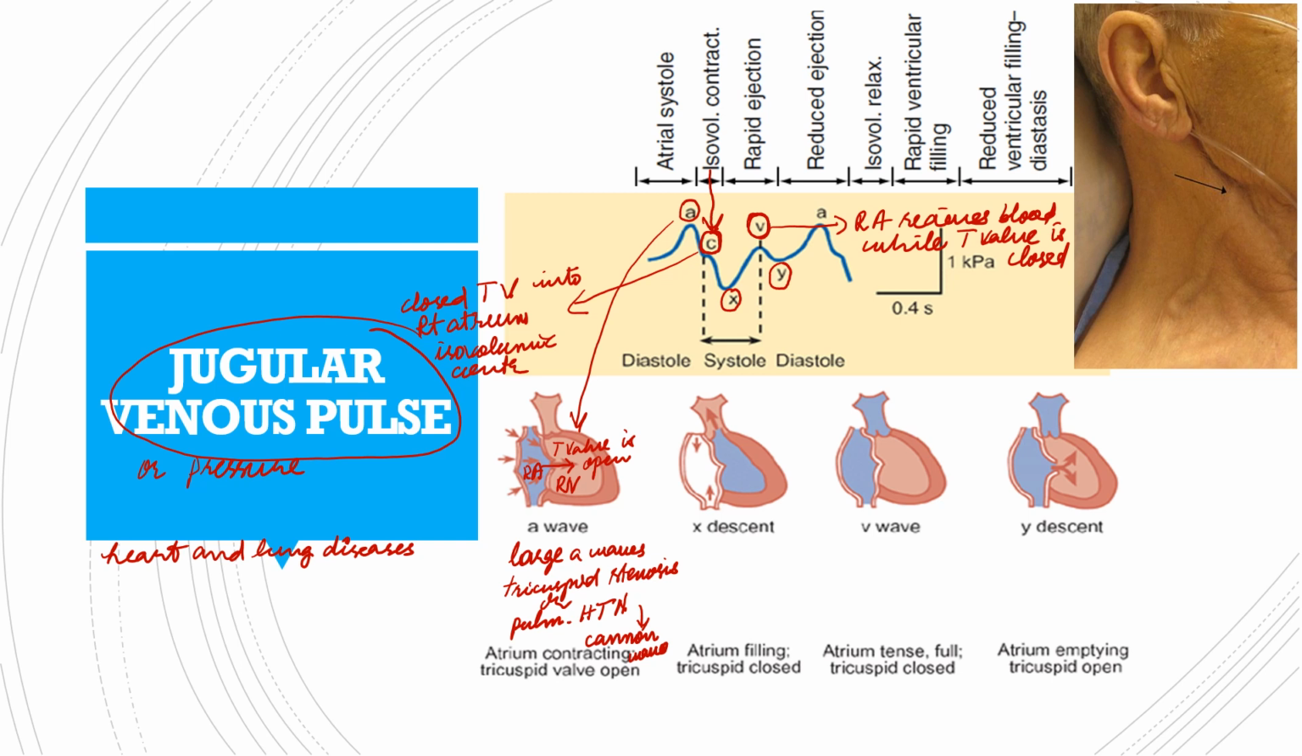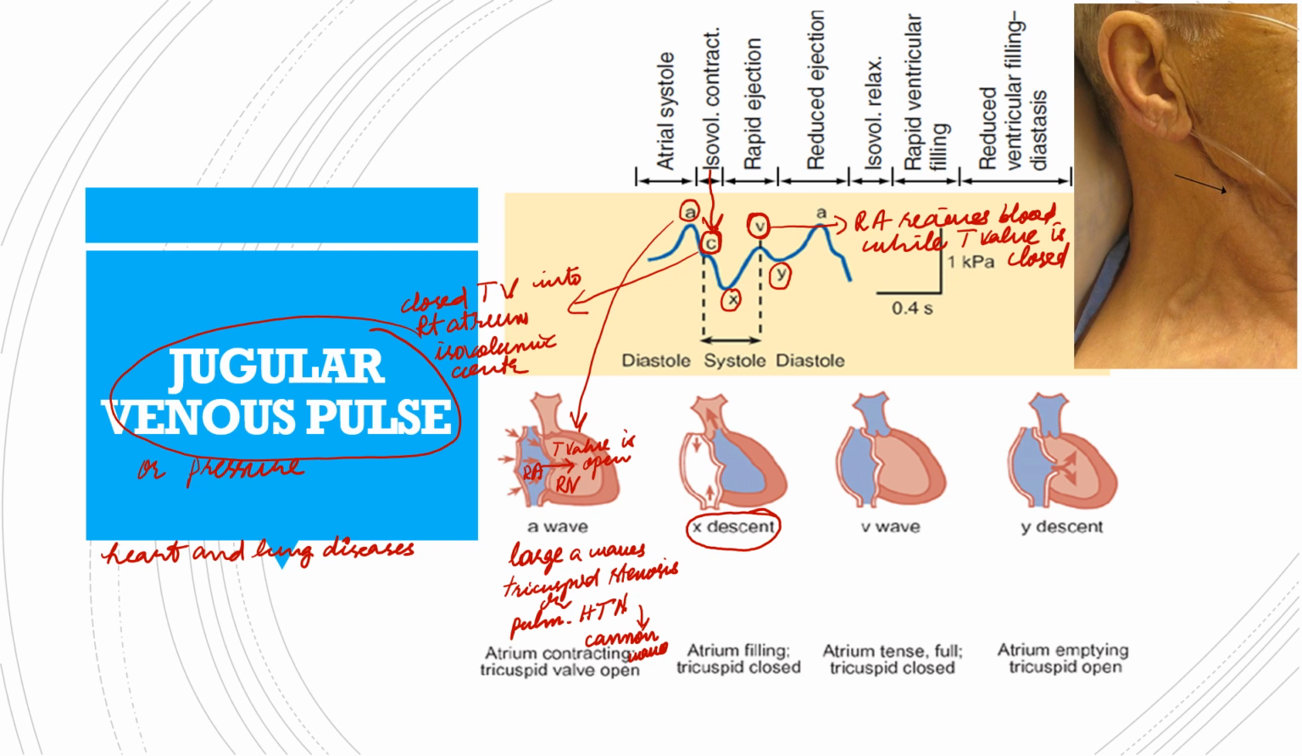Then is the X descent. The X descent, as you can see, occurs when the ventricular systole results in pulling the tricuspid valve downward along with simultaneous relaxation of the right atrium.